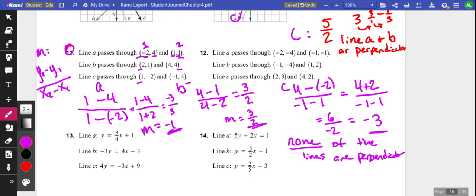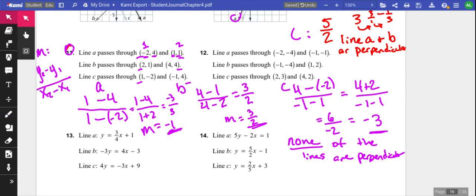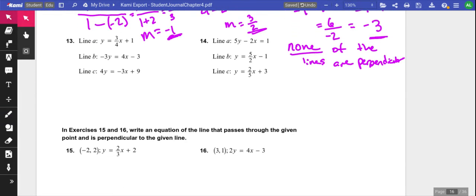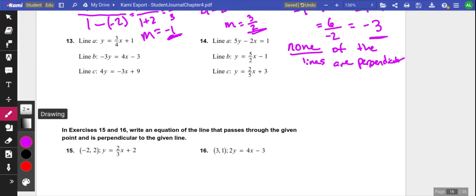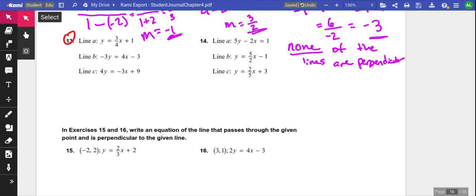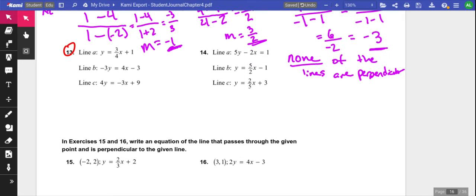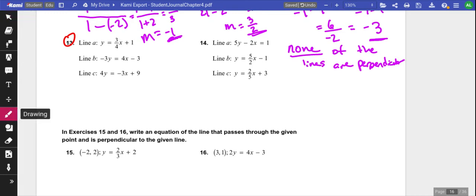All right. Almost there. 2 more. Let's look over here. Let's do number 13. Okay, now, instead of calculating the slope using our slope formula, we're just going to have to manipulate some of these equations into y equals mx plus b format and find what m is, find our slope. So I've got a, b, and c.